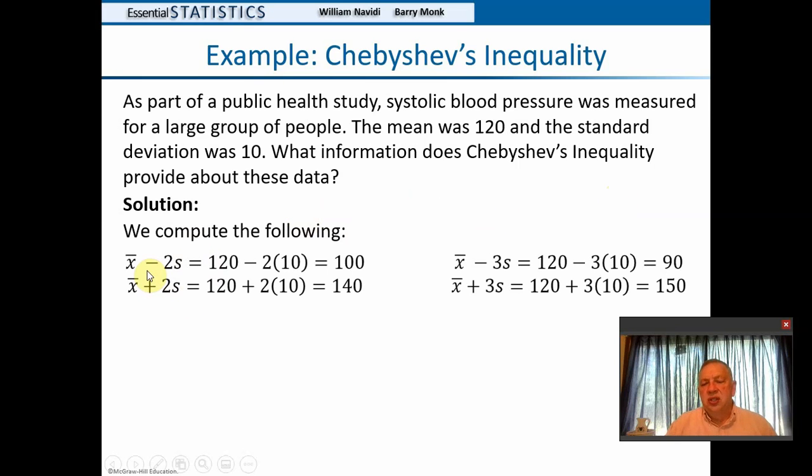So we can only start to get any useful information at 2. Here's our x bar minus 2 standard deviations. Here's x bar plus 2 standard deviations. There's the 3 standard deviations. So here is our plus or minus 2, plus or minus 3, but what percentage of data? That's what Chebyshev's is going to give us next.